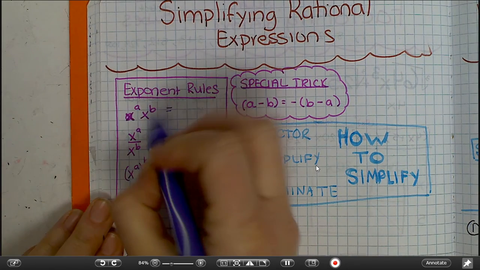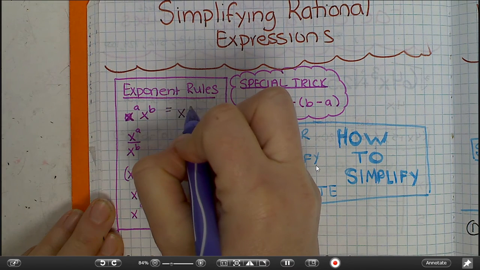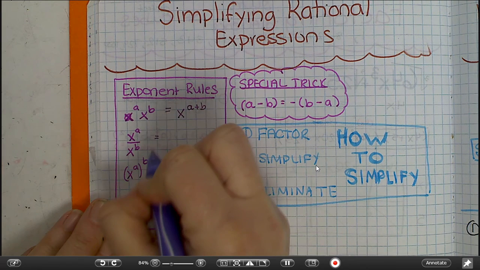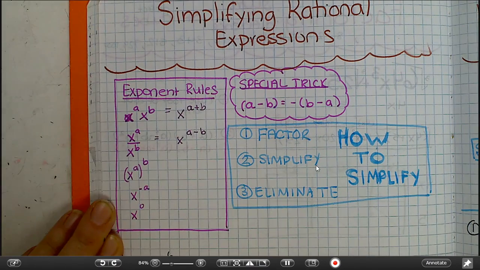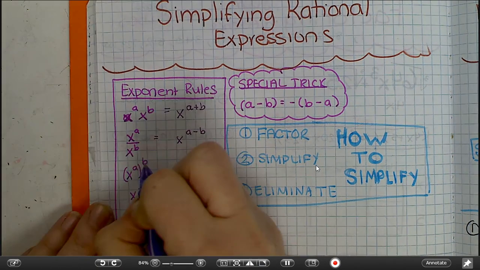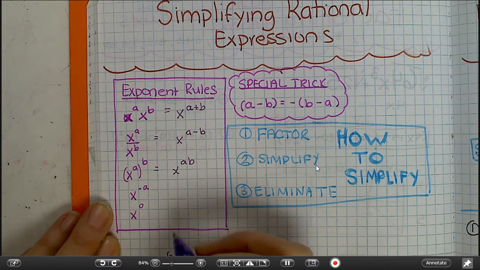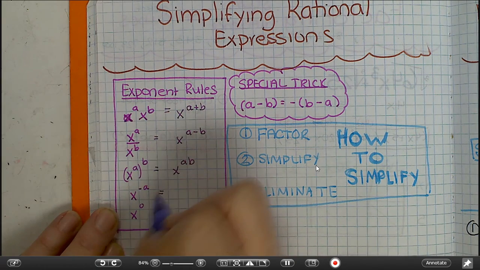When you are multiplying things that have exponents, do you guys remember what to do? You add them. When you are dividing, you subtract. So multiply, add; divide means subtract. If you have a power to a power, you multiply those suckers.